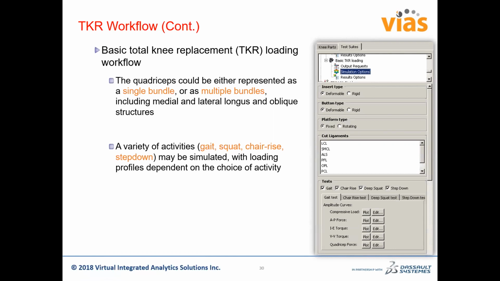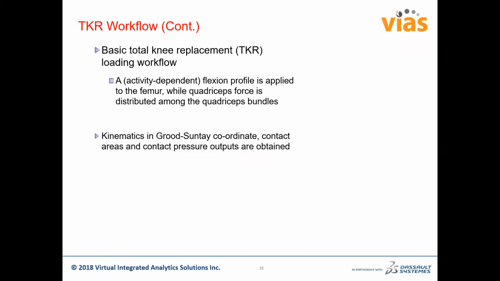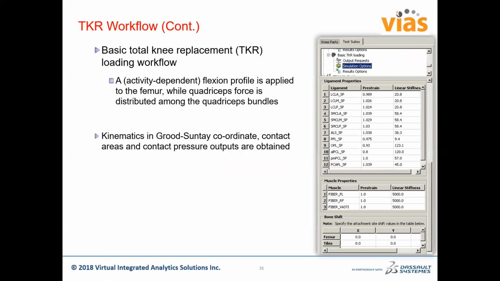And once this analysis is done, of course, the outputs which you are looking at will be the kinematics in GS coordinate system, contact areas, contact pressure outputs, and all this. All other options in this workflow are similar to what we saw earlier. For example, changing ligament properties in terms of pre-strains and linear stiffnesses, muscle properties, shifting bones, and all.